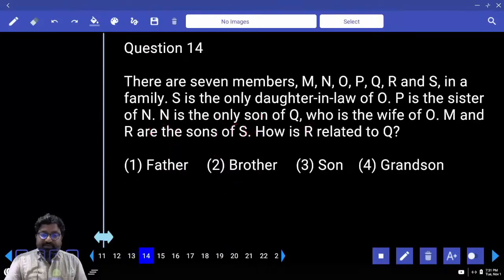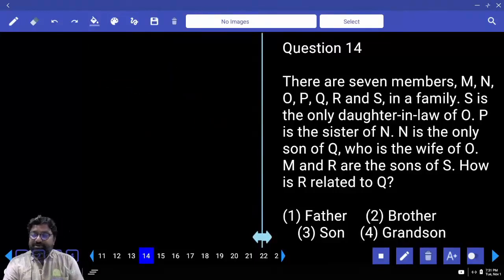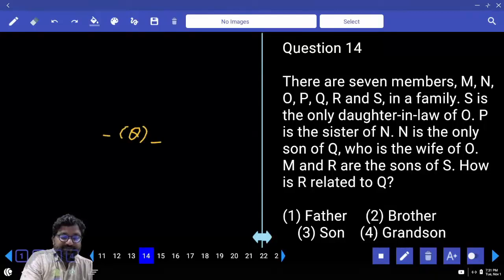Next. There are 7 members M, N, O, P, Q, R, S in a family. S is the only daughter-in-law of O. P is the sister of N. N is the only son of Q. Q is the wife of O.